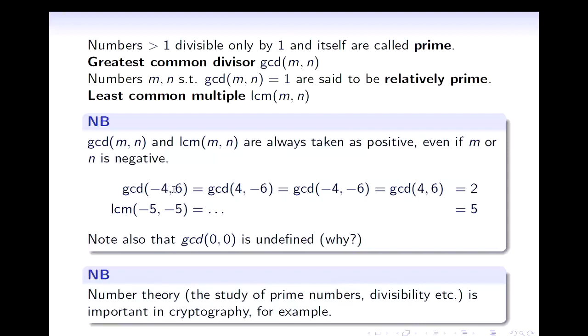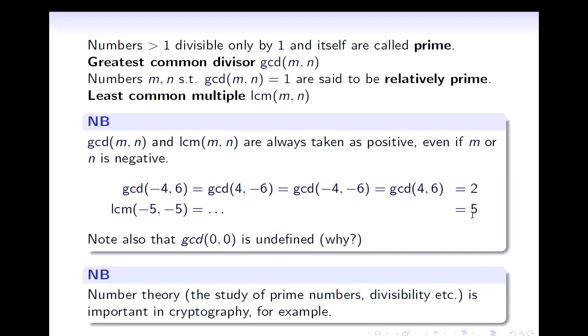So the greatest common divisor of minus 4 and 6 is just the same as the greatest common divisor of 4 and minus 6, of minus 4 and minus 6, and 4 and 6. It will always be the positive number 2. Same with the least common multiple. The least common multiple of minus 5 and minus 5 is not minus 5, although this is smaller than 5 and is a common multiple, but by definition it always should be 5.